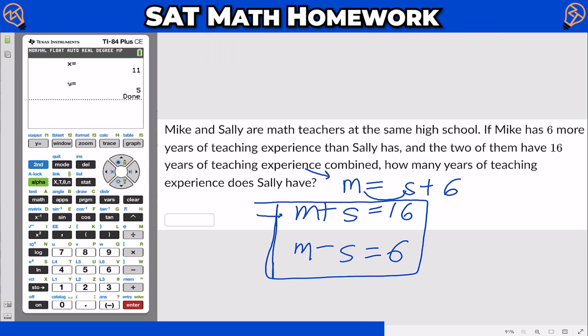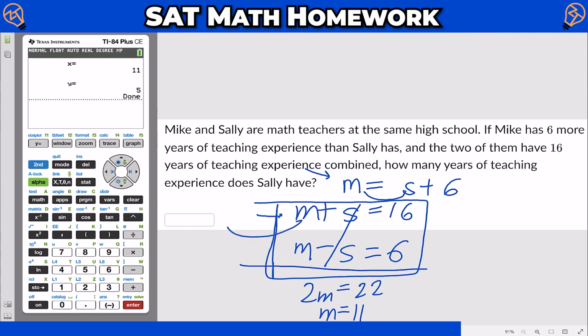If instead you chose to do elimination or substitution, the way that I wrote it here, you could just add straight up and down, and you get 2M equals 22. Divide by 2, you get M is 11. But that gives you the number of years of experience that Mike has. You could plug the 11 back into either equation. So let's say if I plug it in right here, I have 11 plus S equals 16. Subtract the 11 on both sides and you get 5.